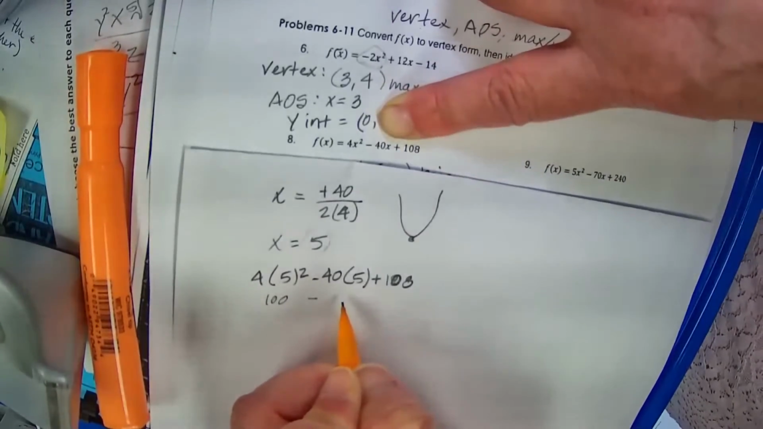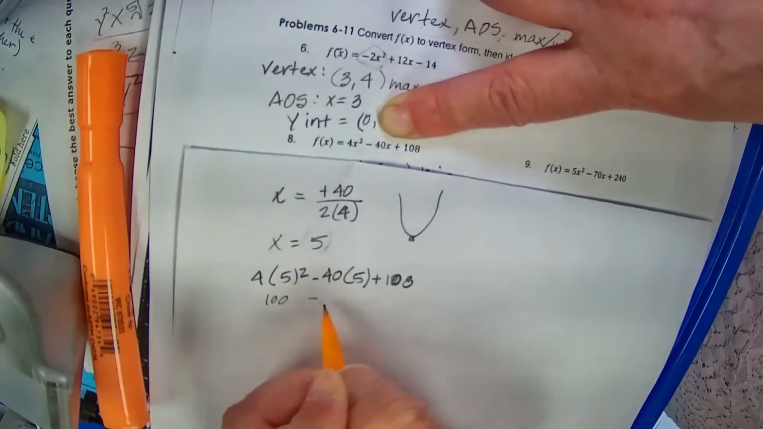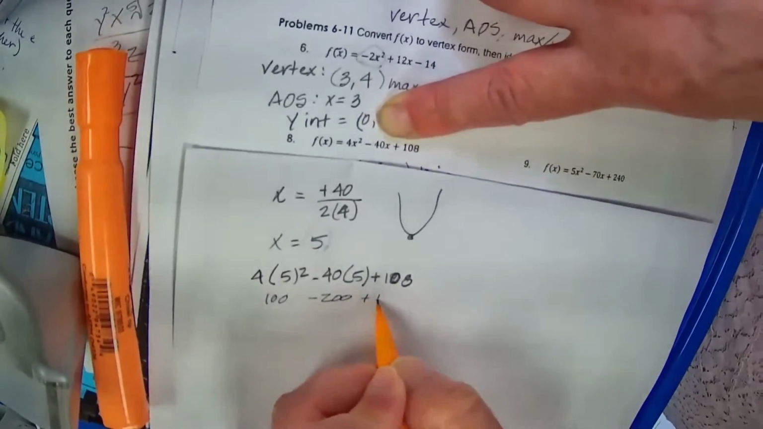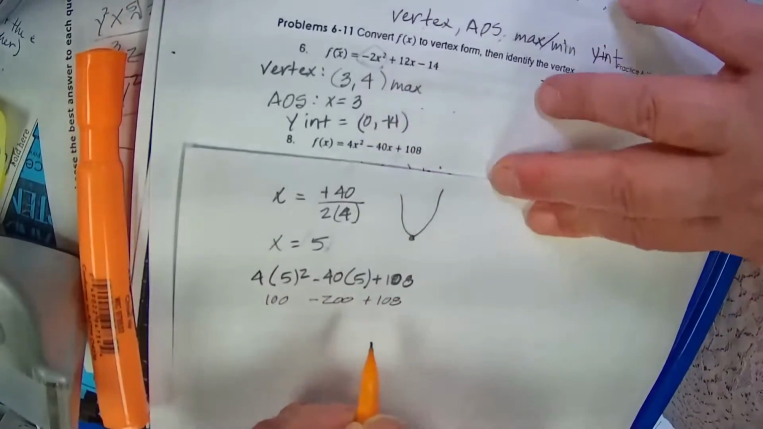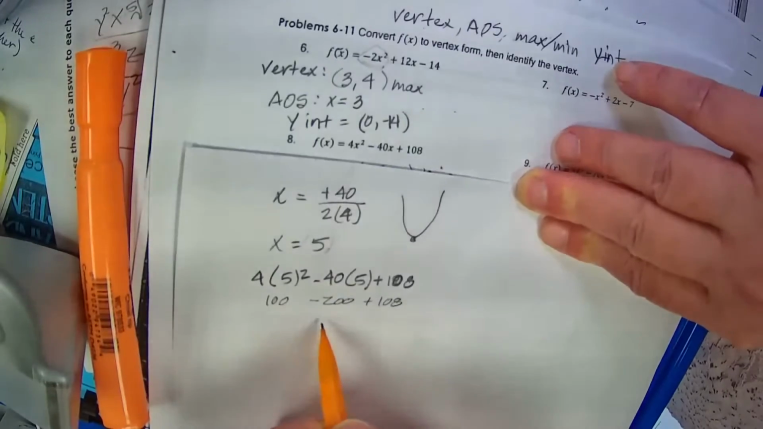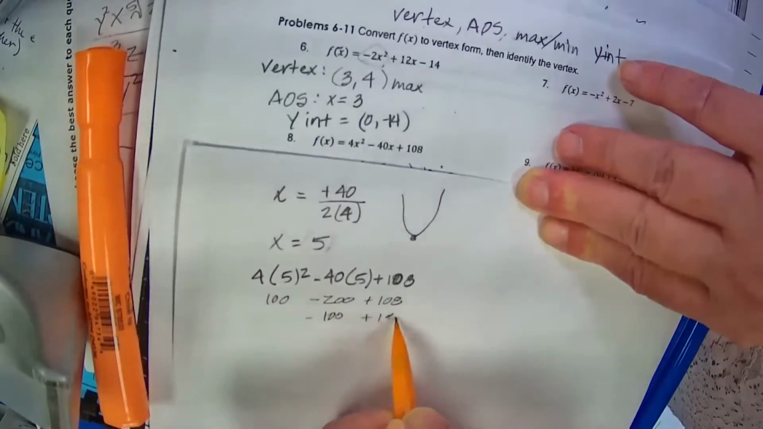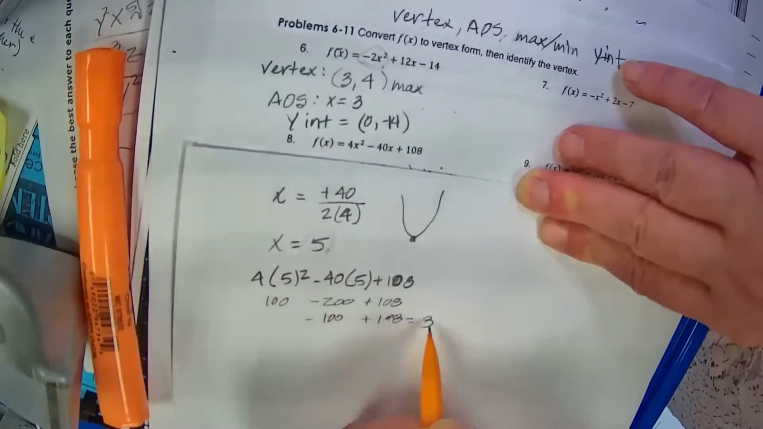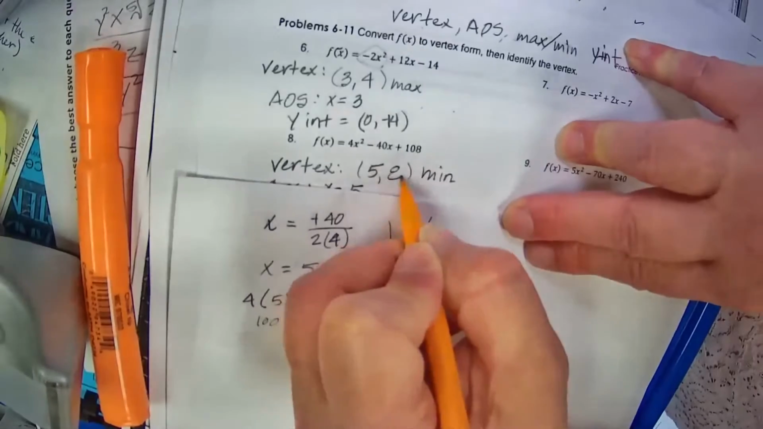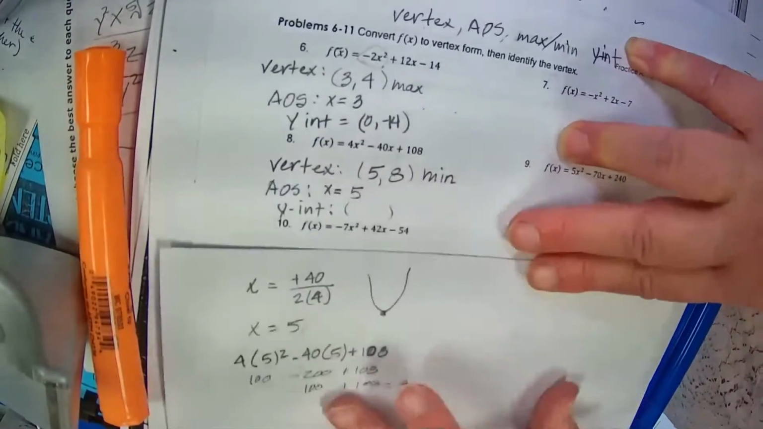minus 40 times 5, 200. Okay, that's fine. So 100 minus 200 is a negative 100. And when you add the 108, you're right, you get a positive 8. So the y value of our vertex is 8. So our total vertex is (5, 8).